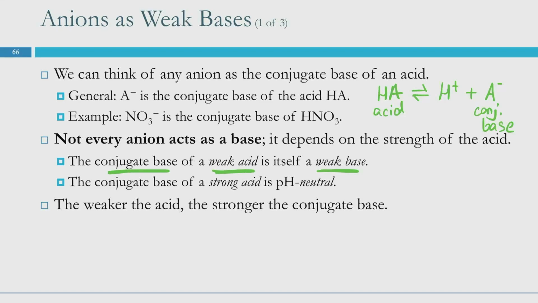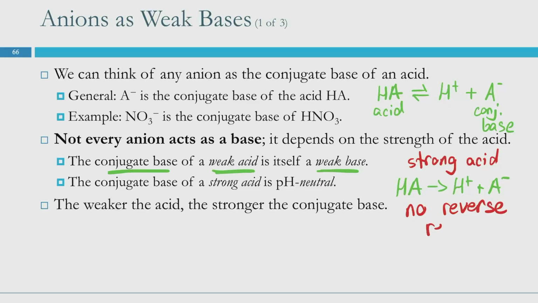If we have a strong acid, it's only going in one direction. So for our strong acids, conjugate base, we get no reverse reaction occurring. It completely dissociates. We're not going to have any of the HA left in solution. It's not going to reform. It's only going in the forward direction.